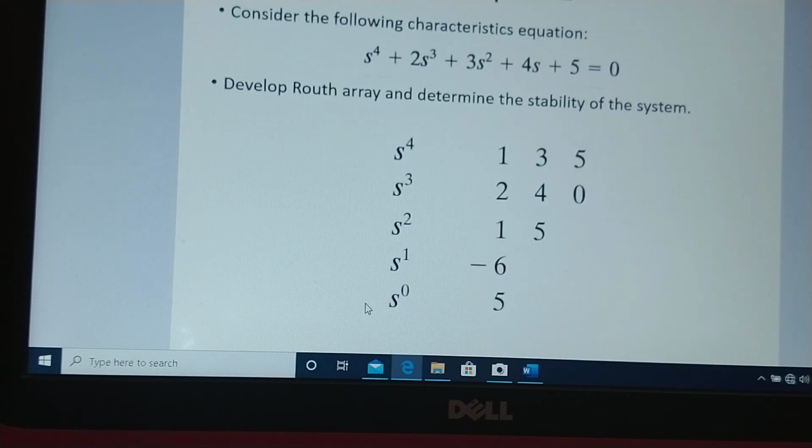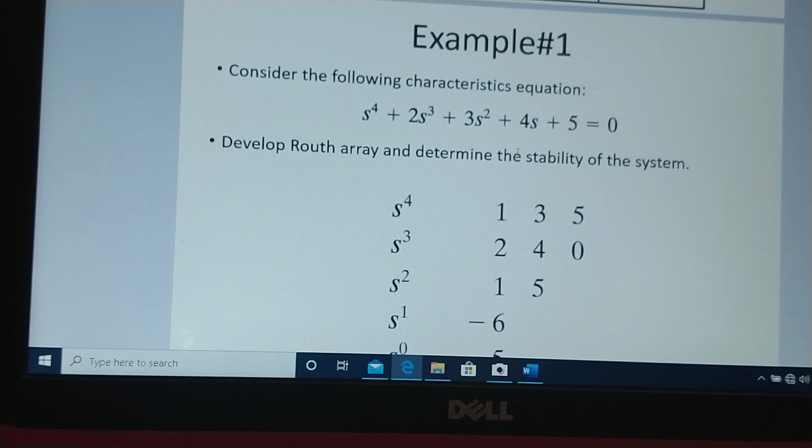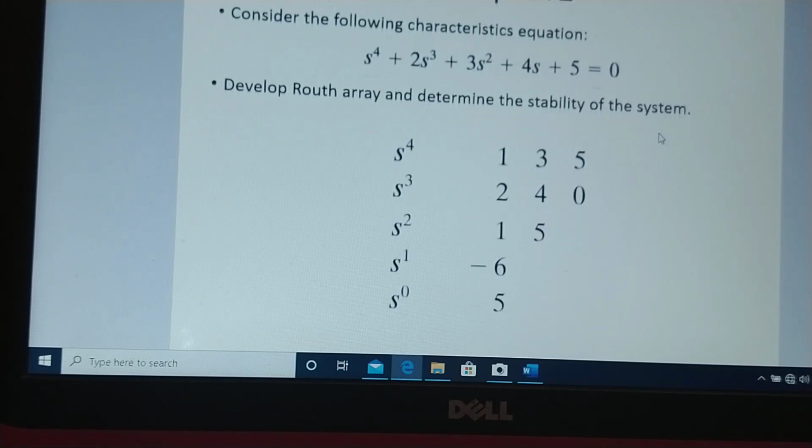Let's take example 1. Consider the following characteristic equation: s^4 + 2s^3 + 3s^2 + 4s + 5 = 0. Now, in order to develop the Routh array from this characteristic equation, please see s to the power 4. We write the first row as all the even coefficients: 1, 3, 5. Similarly, in the second row, we take the odd coefficients: 2, 4, 0.